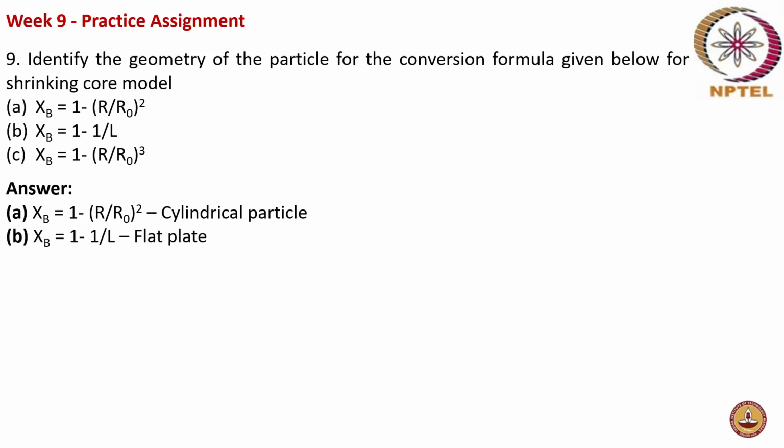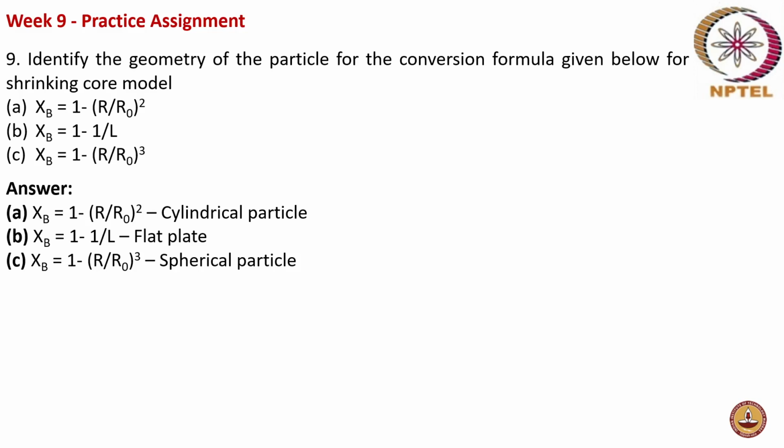Whereas for a flat plate, you will have the conversion xb, where xb denotes the solid particle. So xb is the conversion of the solid particle. So xb is equal to 1 minus 1 by L, where L is the half thickness of the plate.